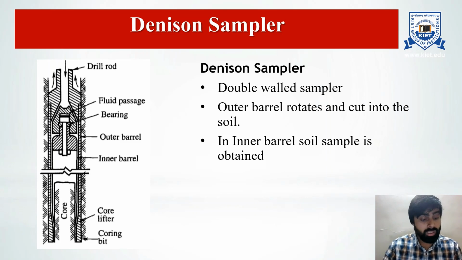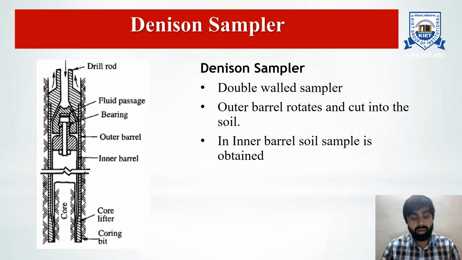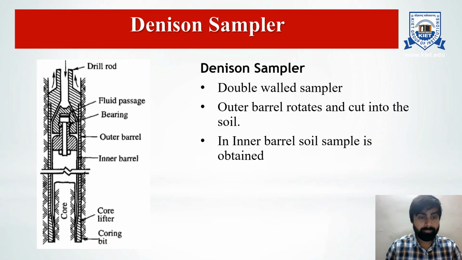A fluid under pressure is introduced through the inner barrel to cool the drilling bit when the outer barrel rotates. The fluid returns through the annular space between the two barrels. The rotation of the outer barrel is continued till the required length of the sample is obtained. The Denison sampler is mainly used for obtaining samples of stiff to hard cohesive soil and slightly cohesive sands.